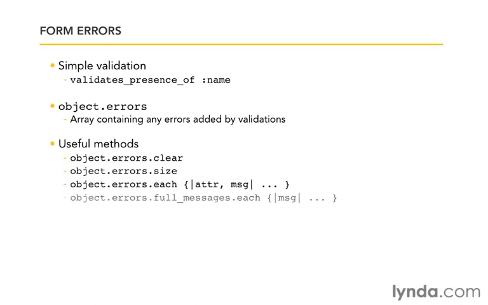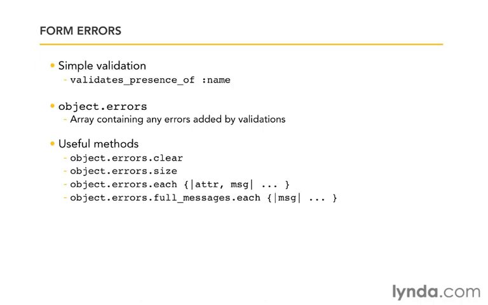We can clear the errors. We can see how large they are. We can iterate through them just like we would a normal array. Notice though that there's two values that are yielded up. The first is the attribute that has the error, and the second is the message about what went wrong. And it is possible for an attribute to have more than one message associated with it. There could be more than one thing that's wrong.